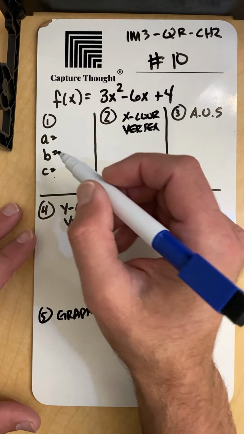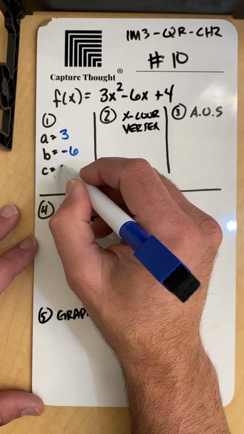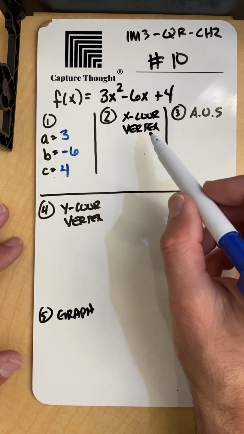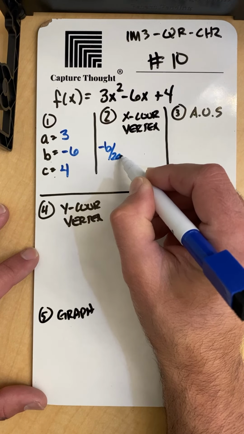One, we have to label A, B, and C. So A is worth 3, B is worth -6, and C is worth 4. So that's step 1. That's what you're going to want to do. Step 2 is figure out the x-coordinate of the vertex. We find that by taking -b over 2a.